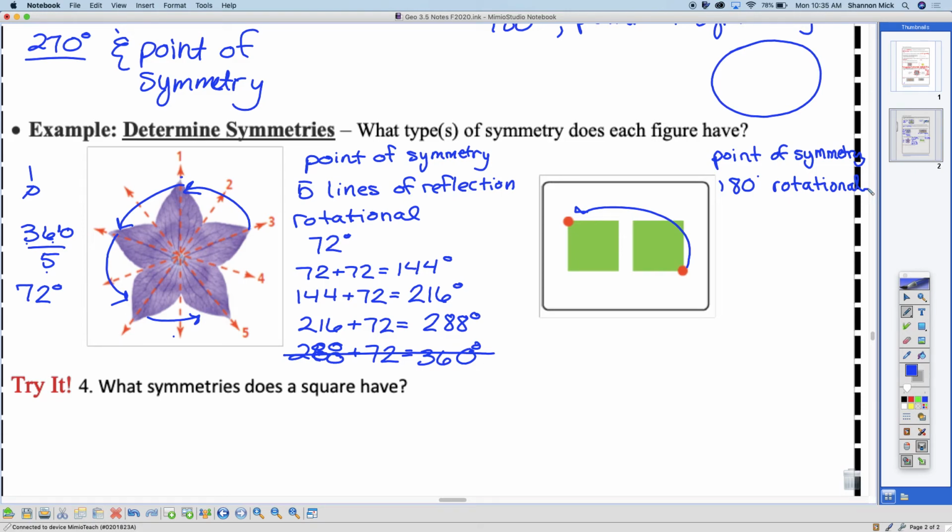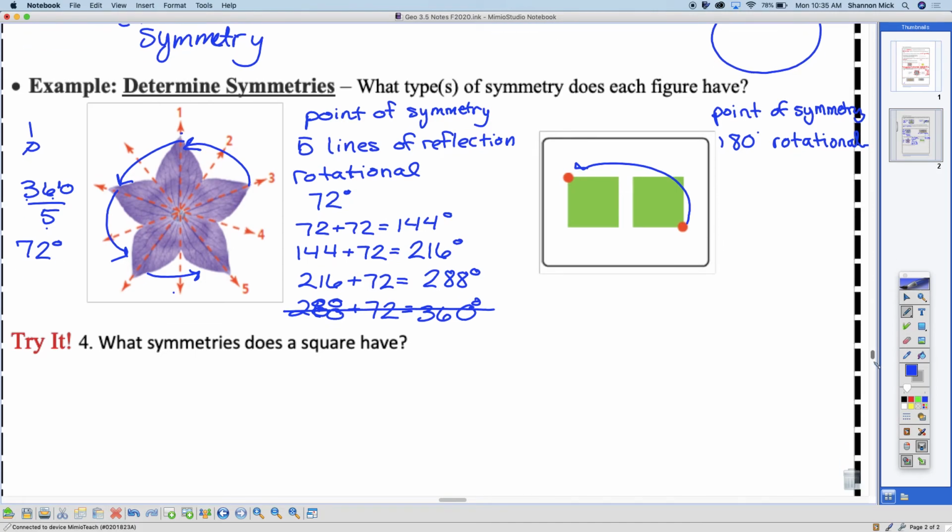And what about reflections? How many lines of reflection do I have? 0. I have 0 if I took the red dots off. Could I have lines of reflection? Yes, I could have horizontal and vertical. But with those red dots, can I have any lines of reflection? No.